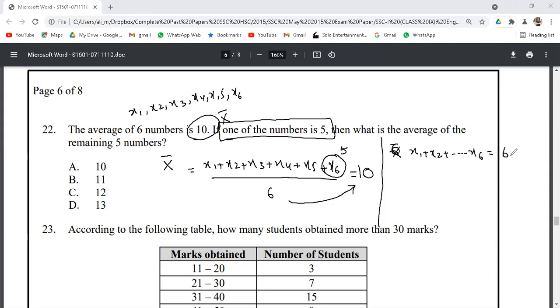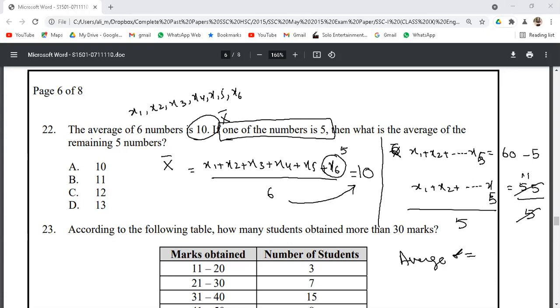equal to 6 multiplied by 10 is 60 minus 5. So we will get sum of the 5 numbers is equal to 55. हमारे पास 5 नंबर्स का सम आ गया। इन 5 नंबर्स के सम को अगर हम डिवाइड कर देंगे नंबर ऑफ टर्म से दैट इज 5 तो हमारे पास एवरेज आ जाएगा फॉर द रिमेनिंग 5 numbers. So 5 1 is 5, 5 11 is 55. So the average of 5 numbers is 11. Correct option we have is option D.